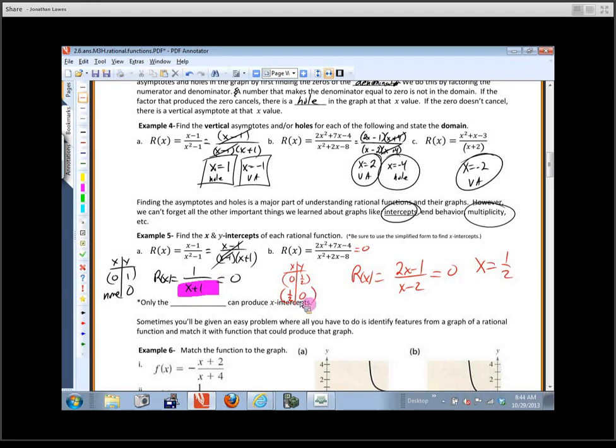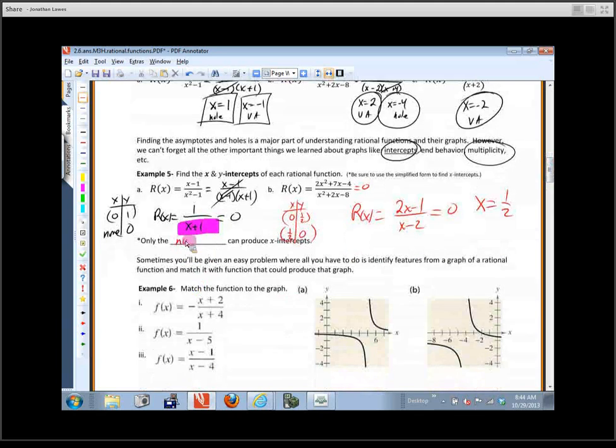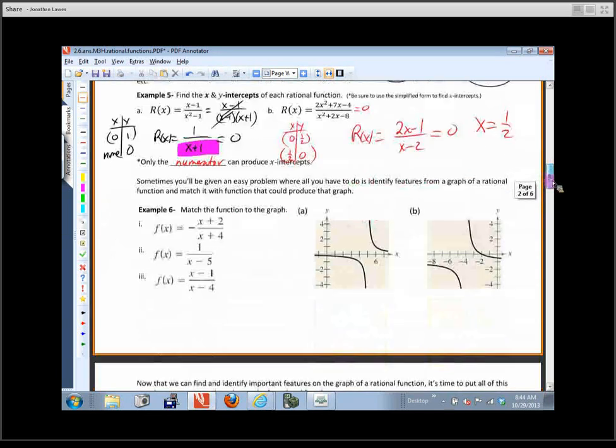So that's kind of interesting. The y-intercept is 0, positive 1/2, and the x-intercept is 1/2, 0. Okay? Any questions? Okay. So again, only the numerator can produce the x-intercepts.